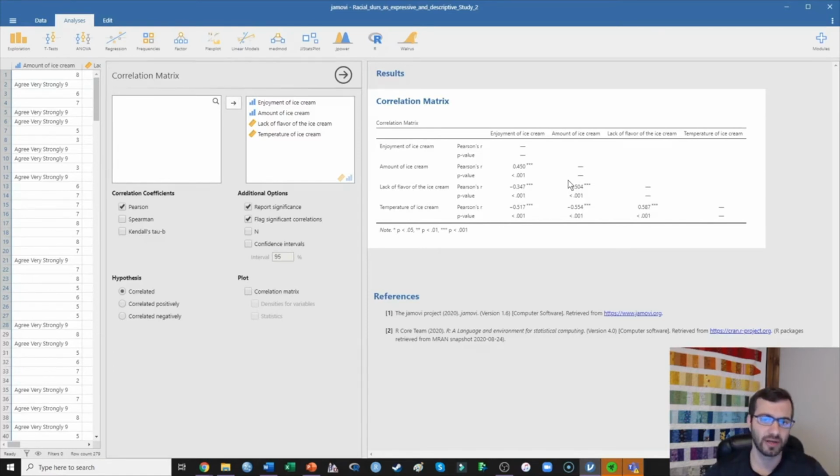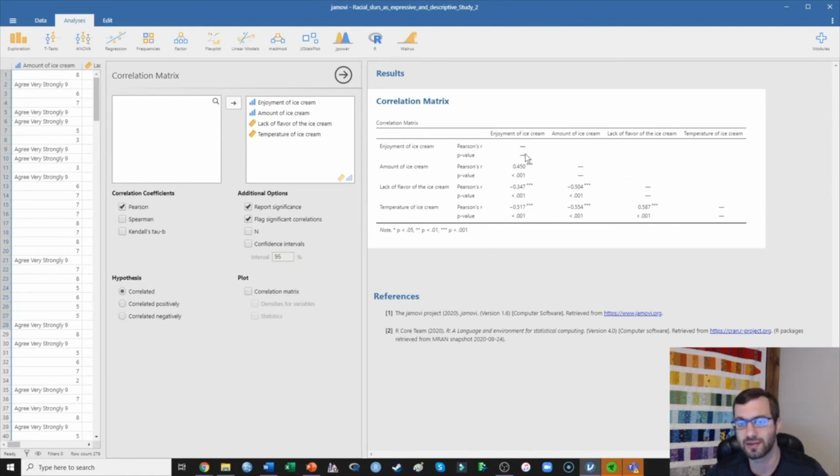And so what's happening here is this actually plots the variables on the left side as well as across the top. And so you can see this is enjoyment of ice cream in both of these spots. This is amount of ice cream in both of these spots. This is lack of flavor of the ice cream in both of these spots. And then we've got temperature of ice cream in both of those spots.